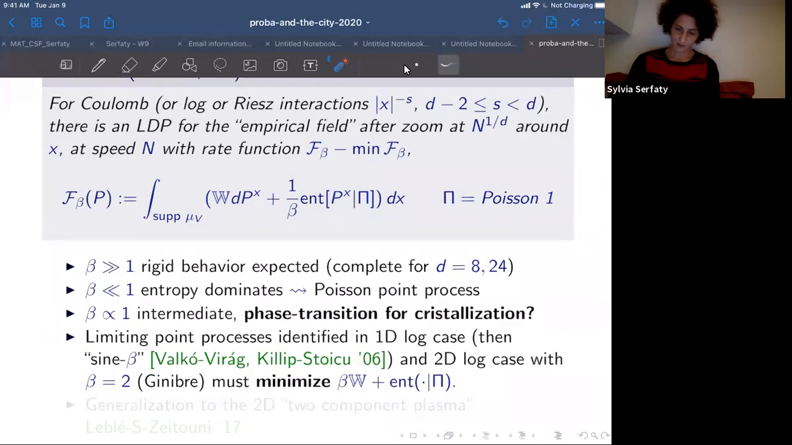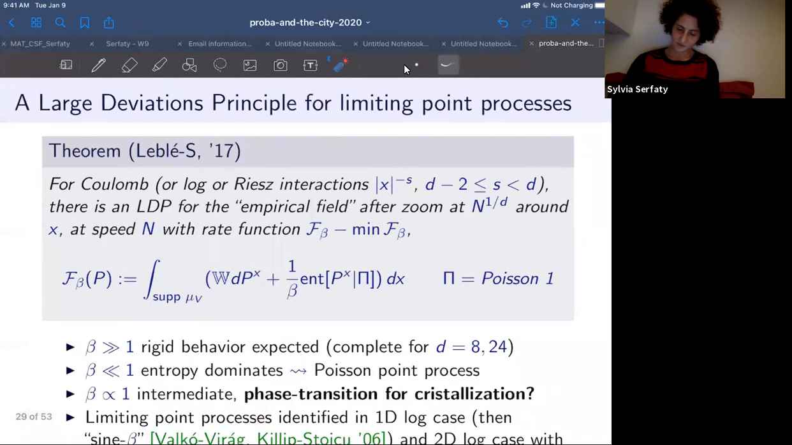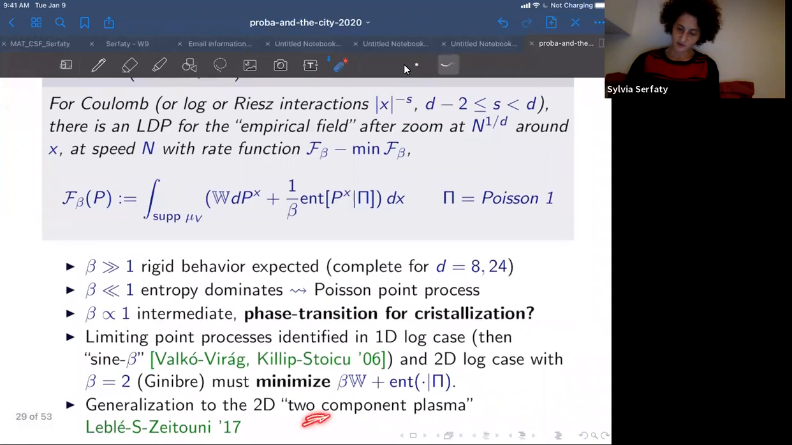No? Okay, we did something like that for this 2-component plasma, the thing where you have pluses and minuses with Thomas Leblay and Ofer Zitouni.